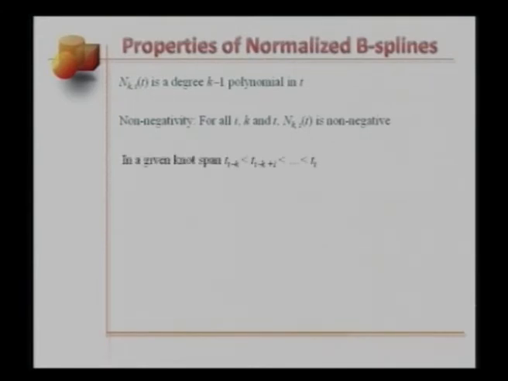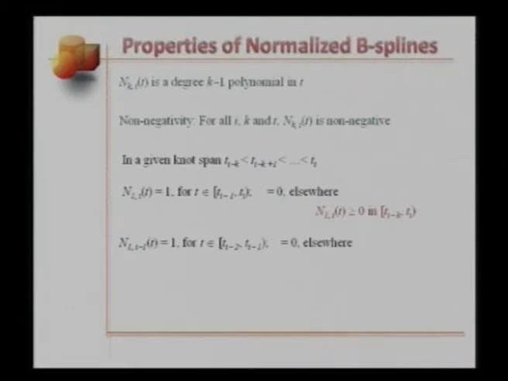So in a given knot span, t_{i-k+1}, and so on up till t_i, notice that these knots are arranged in ascending order. We would realize that N_{1,i}(t) is equal to 1 for values of t belonging to the interval [t_{i-1}, t_i), and N_{1,i}(t) is equal to 0 for all other values of t. In a sense, N_{1,i}(t) is equal to or greater than 0 in [t_{i-k}, t_i], which is a parent interval here.